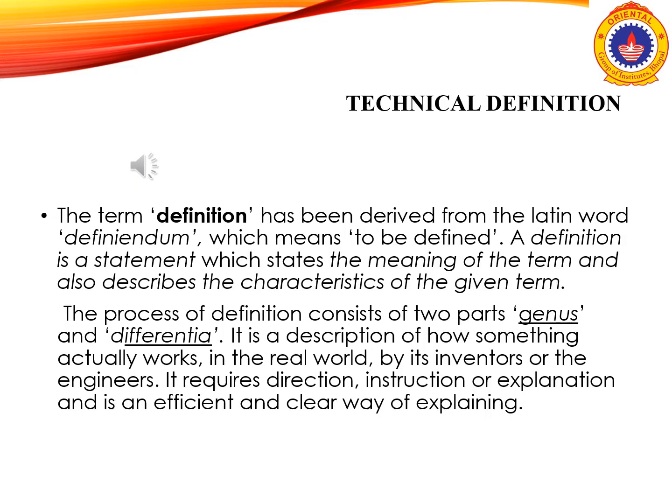But remember, definition is always in 3 to 4 sentences. That means it's always short and crisp. Okay, so definition is a statement which consists of the meaning of the term and also describes all the characteristics in a nutshell. The process of definition consists of two parts, genus and differentia.